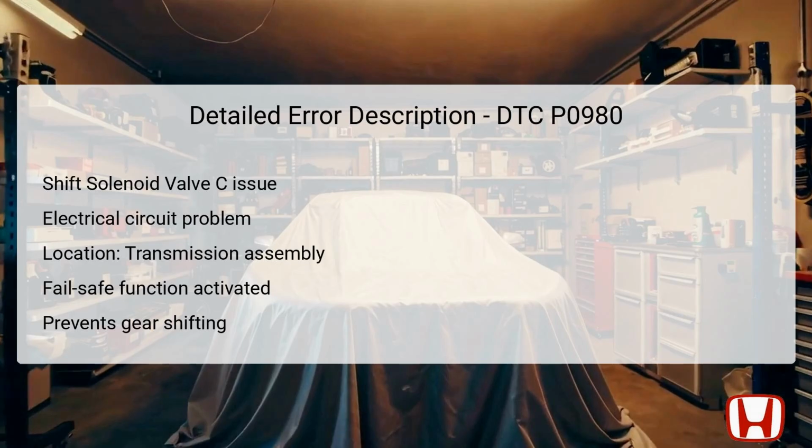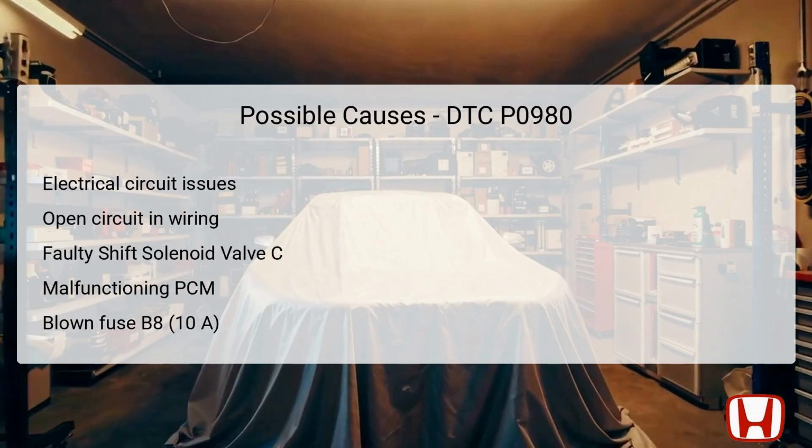An open circuit in this solenoid results in a fail-safe function, preventing the vehicle from shifting into second or fifth gear, thereby limiting the range of gear options during driving. This limitation can lead to reduced vehicle acceleration and overall performance, highlighting the need for immediate diagnostics and repairs upon detection of this DTC. Several potential causes could lead to the DTC P0980 being stored in the PCM.